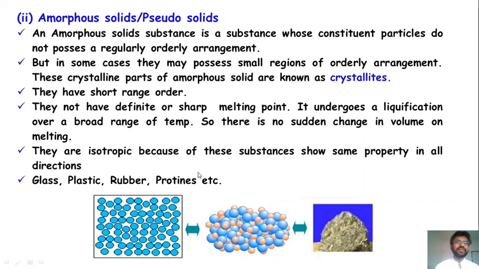But in some cases they may possess a small region of orderly arrangement. These crystalline parts of the amorphous solid are known as crystallites. That means only in a limited region. In this figure we can see that only in a limited region there is some short range arrangement, and such a region of the amorphous solid is known as crystallites. So we can say that amorphous solids have very short range order.